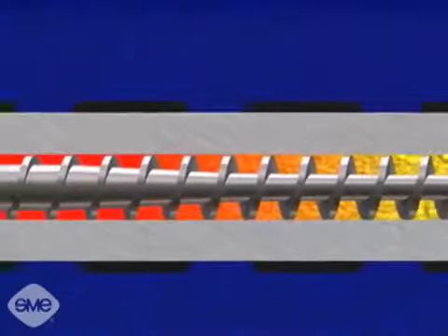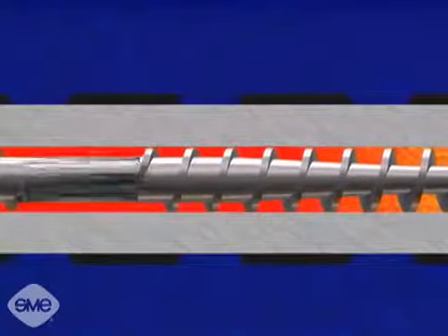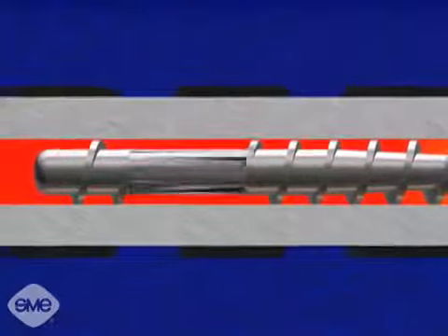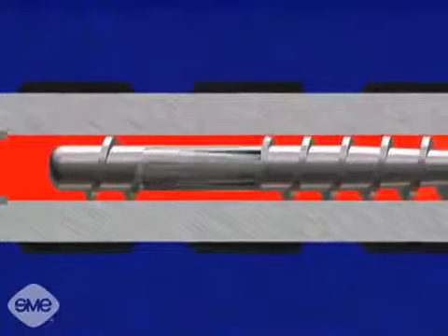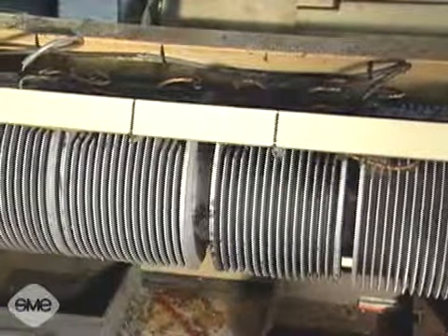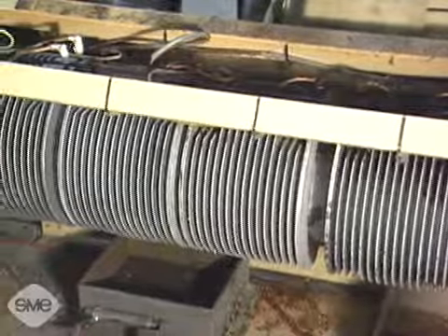This is referred to as drag flow. Drag flow causes the thermoplastic molecules to slide over each other, creating frictional heat, which melts the material. External heating bands provide additional heat to the feed barrel, bringing the material to its final temperature.